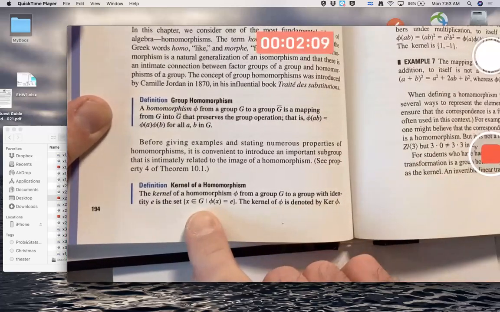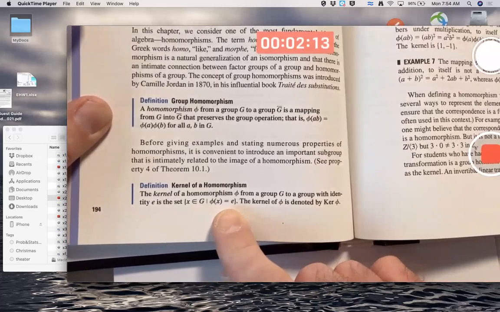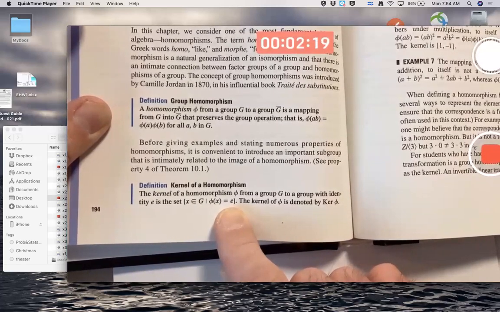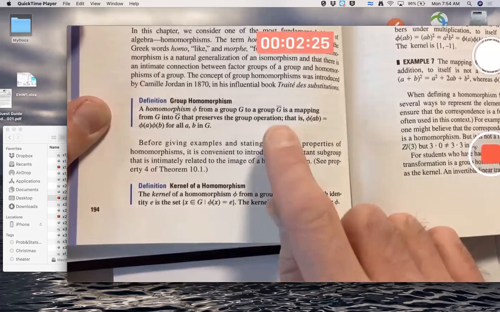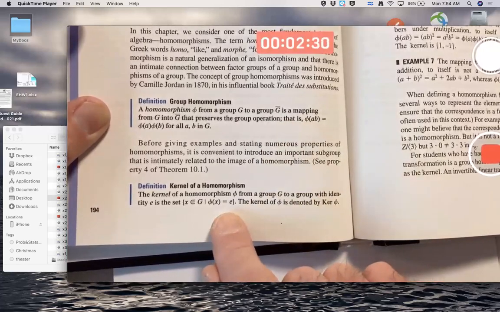The kernel of a homomorphism is the set of all elements that get mapped to the identity. Probably would have been better to denote that by an E bar. I think that's what I did in class. This E is the identity in the codomain, G bar, in this notation up here. So it probably would have been better for the author to call this E bar.